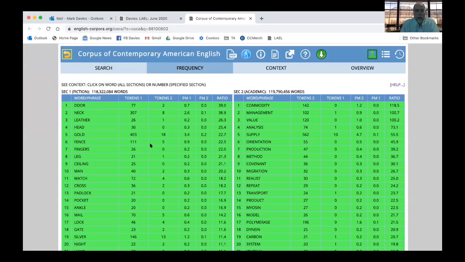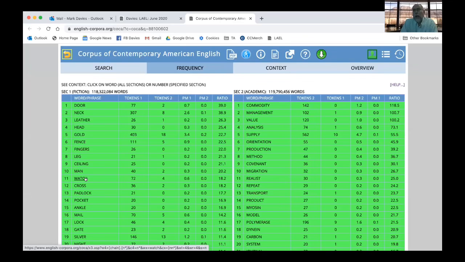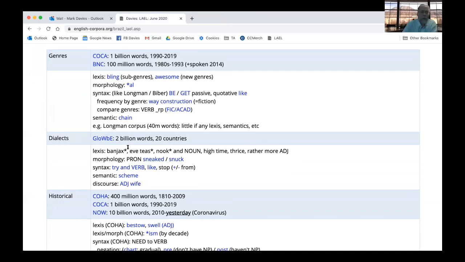But with a sufficiently large corpus, we can also do interesting things in terms of semantics, looking at the meaning of a given word in different genres. So here I'm looking at noun collocates of chain in fiction versus academic. We've got fiction on the left here. And notice in fiction, chain refers to a physical chain, a gold chain, something you're wearing around your neck, for example, or a chain link fence. Whereas in academic, chain is more metaphorical, more figurative. It's referring to a sequence of things.